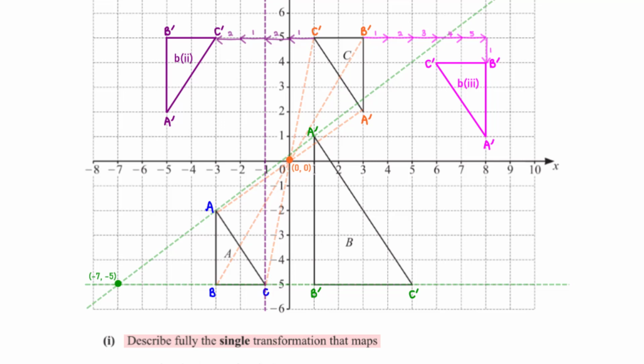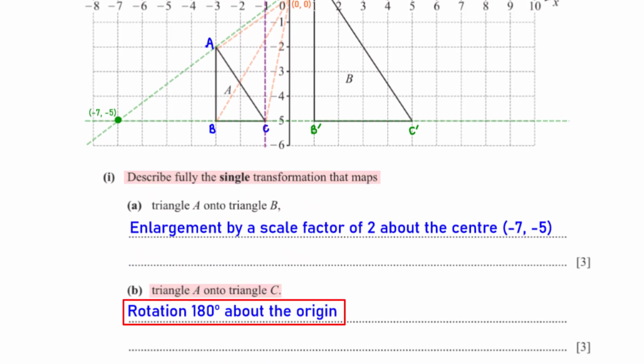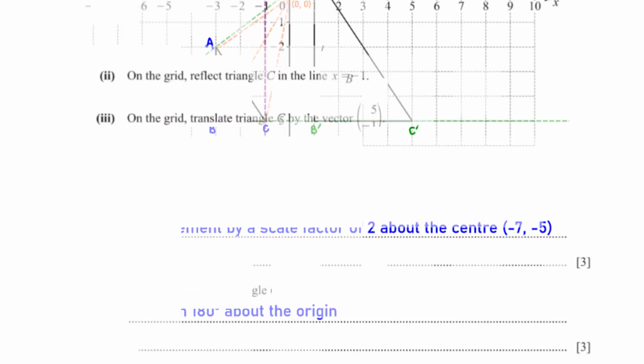For a 180-degree rotation, the way to determine the center of rotation is this. We draw a line to connect at least 2 corresponding points on both triangles. The intersection point of the lines is the center of rotation. In this case, this point is the origin. And so the full description for the transformation would be rotation 180 degrees about the origin.